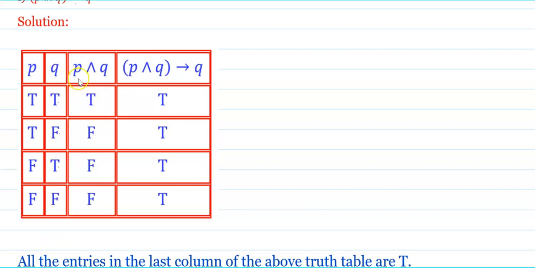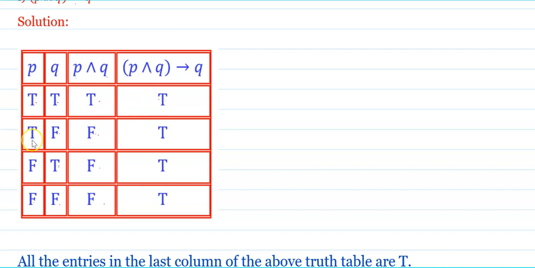Okay. Next, what do we find out? For AND, both of them must be true. T and T is true. Otherwise false. T and F is F. F and T is F. F and F is F. What is next? P and Q implies Q. That means from column number 3 we imply column 1. T implies T. Both are the same. Therefore it is true.